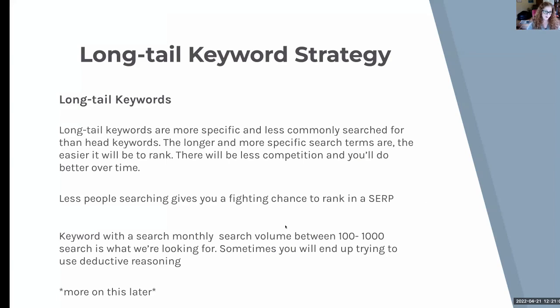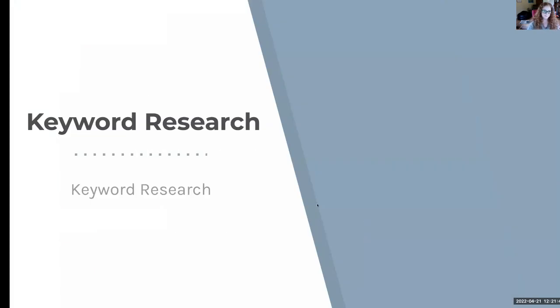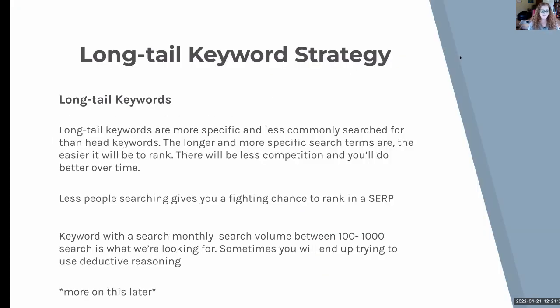We focus on long tail keywords because they're more specific. Fewer people are searching for these. We have a fighting chance, right? As small business owners, generally, we can't beat the Walmarts of the world. We can't beat the Amazons. We have to look at how we do things a little differently. If you see in the bottom last little bit of text, we're going to be looking for search volume that's in between 100 and 1,000. We'll figure that out by going into the Google Keyword Planner. Of course, more on this later.